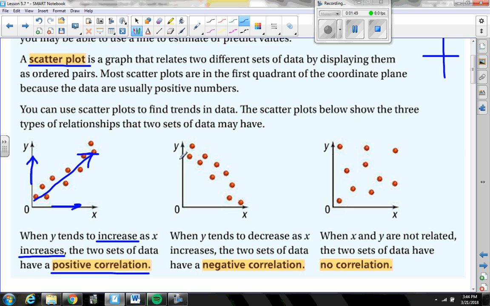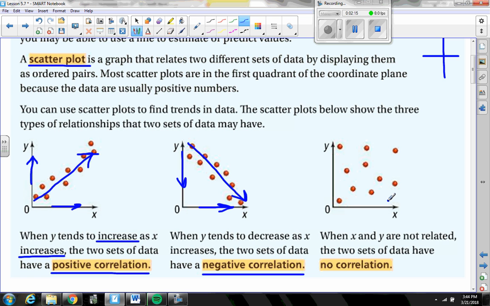When we see the y values decreasing or going down as our x values are going up, like in this scatter plot here, our x values are going up, but our y's are coming down like this. This scatter plot is said to have a negative correlation.